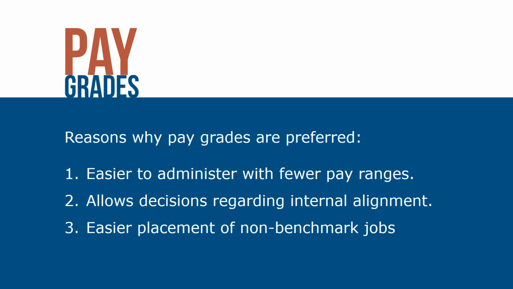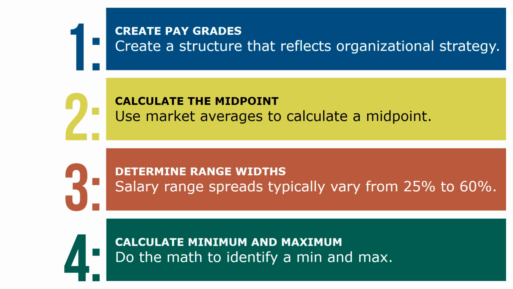There are a few ways you can build pay structures. You can use your data to create a market midpoint and then build individual ranges for each and every job in your organization. Doing it this way, each job has a different pay range. Or you can choose to build grades as we just defined. Three main reasons why pay grades are preferred over individual ranges are: they're easier to administer with fewer ranges, they allow decisions regarding internal alignment, and easier placement of jobs is created through the use of the framework that pay grades provide.